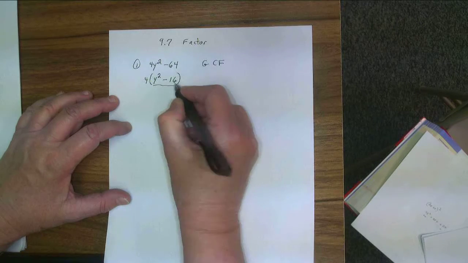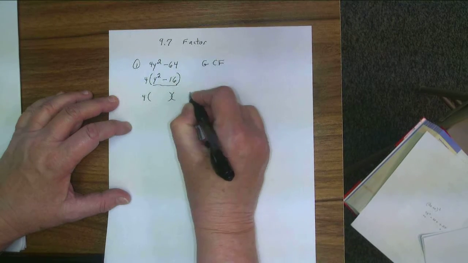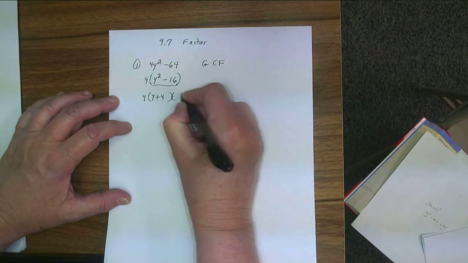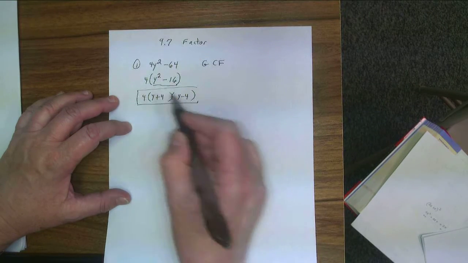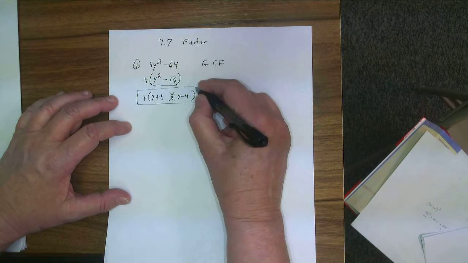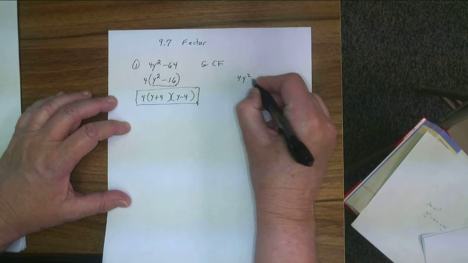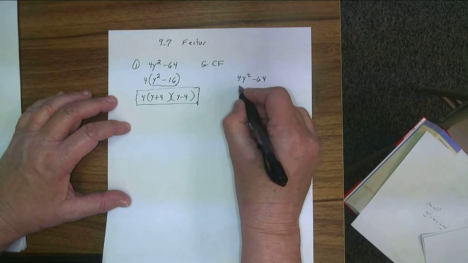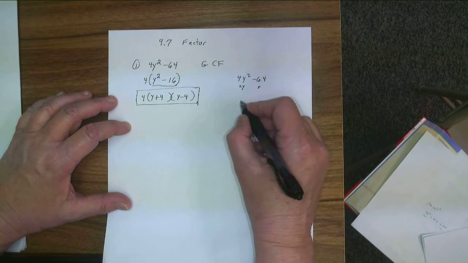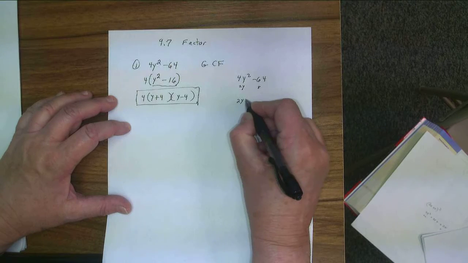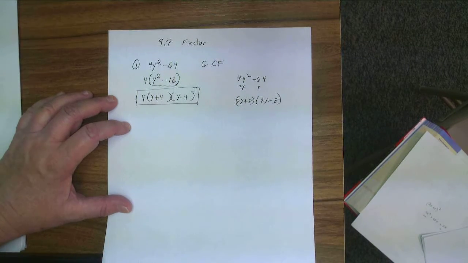Then this is a perfect square. 4 times y plus 4 and y minus 4. That would be the way it would factor. That should be the final answer. Now, some people would say 4y squared minus 64, well, this is 2y and 8. So they would say it's 2y plus 8 and 2y minus 8.